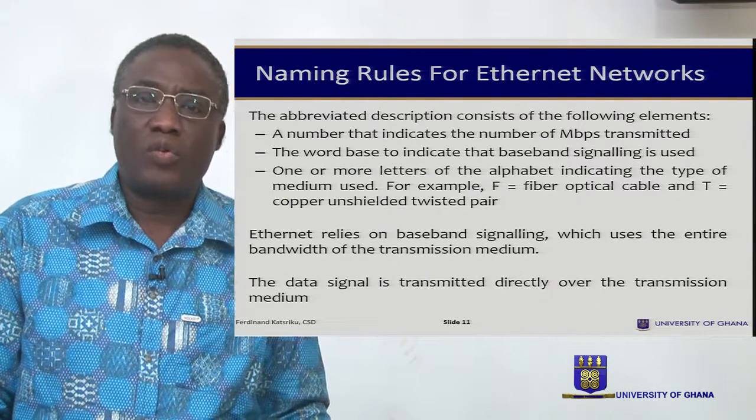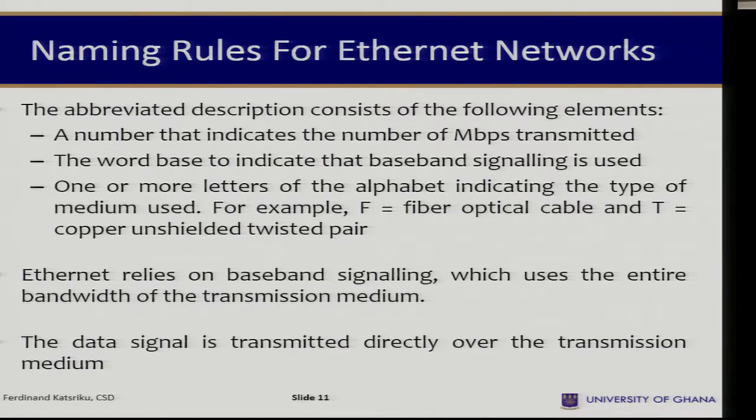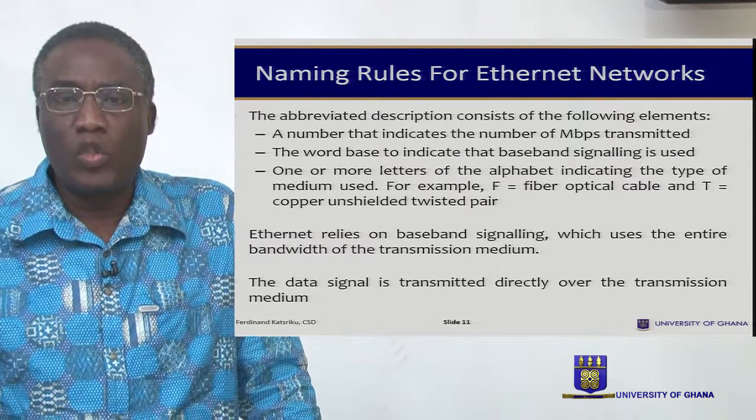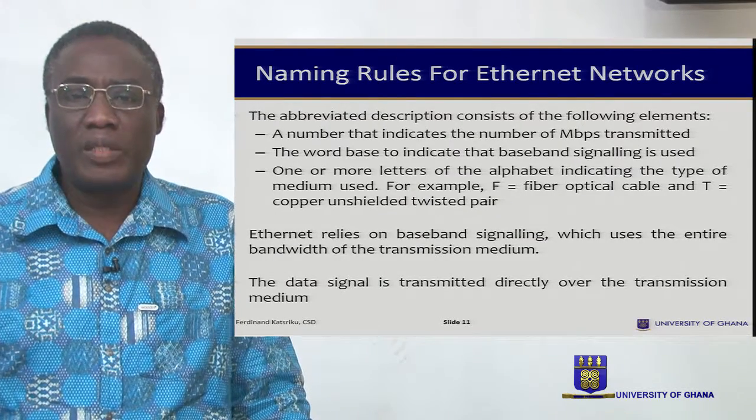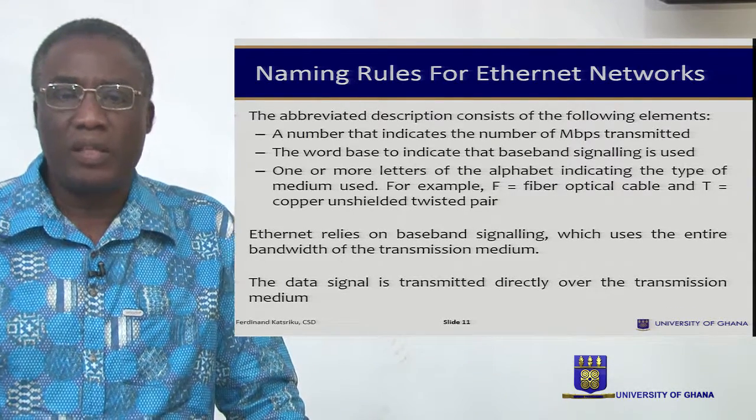The abbreviated description consists of the following elements: a number that indicates the number of megabits per second transmitted, the word base to indicate that baseband signaling is used, and one or more letters of the alphabet indicating the type of medium used, for example, F for fiber optic cable, and T for copper unshielded twisted pair. Ethernet relies on baseband signaling, which uses the entire bandwidth of the transmission medium. The data signal is transmitted directly over the transmission medium.